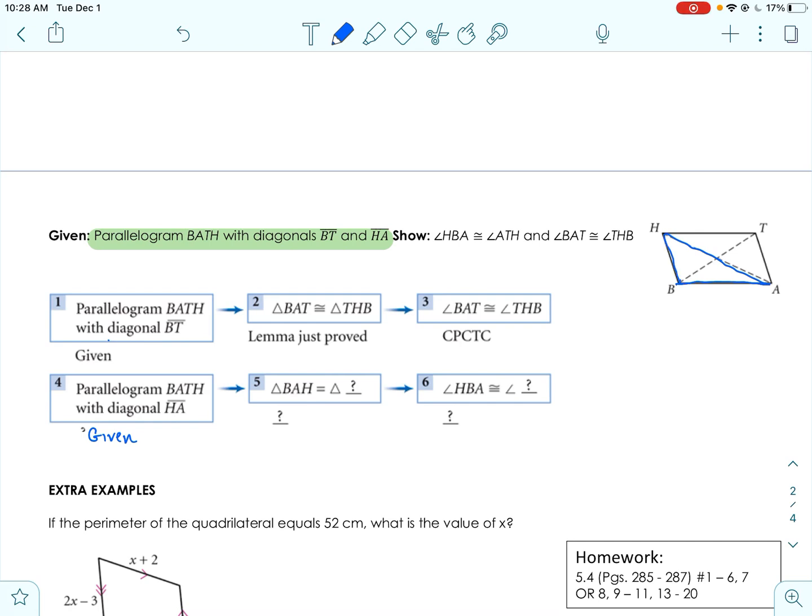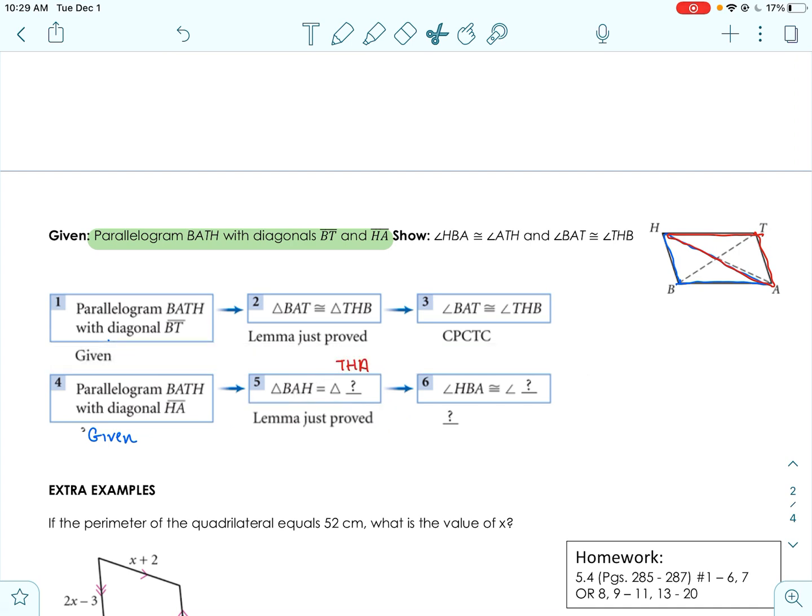we drew in the diagonal HA, so it created triangle BAH, and it also created triangle THA. Okay, so we know that triangle THA is congruent to triangle BAH. Again, why do we know that? That is the lemma that we just proved. We just proved that if you draw a diagonal into a parallelogram, it is going to create two congruent triangles.